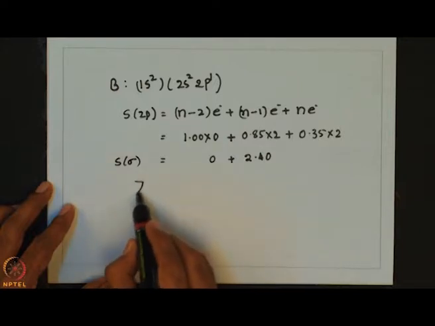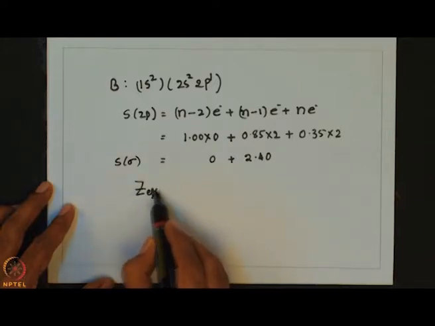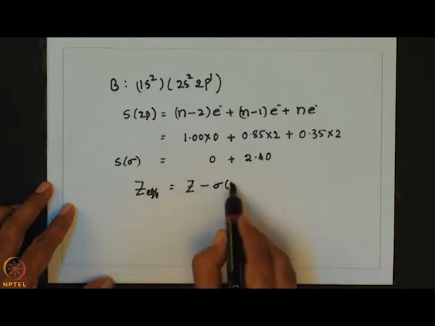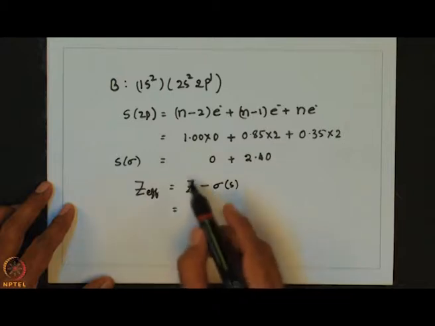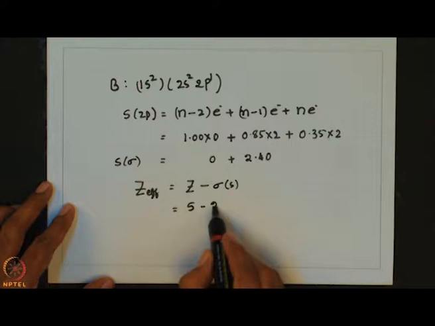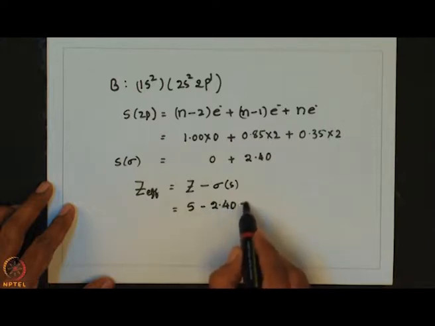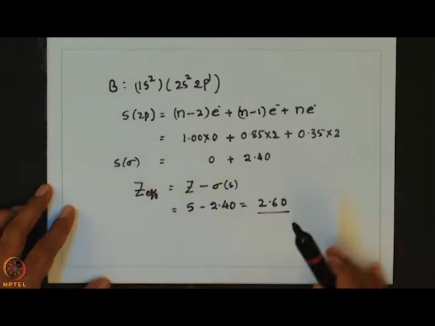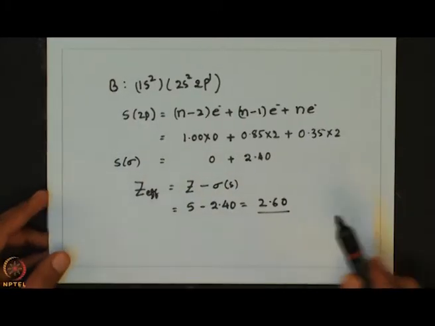So, now Z effective equals Z, the atomic number, minus sigma or S. So, in the case of boron, the atomic number is 5 minus 2.40, which will give you 2.60. So, this is the effective nuclear charge for the p electron of boron.